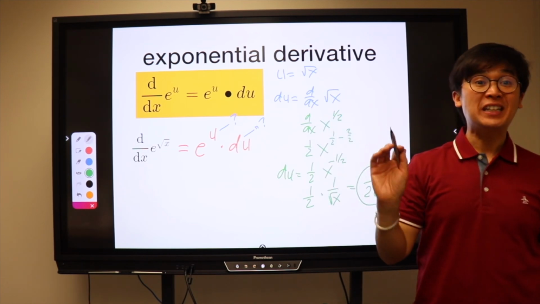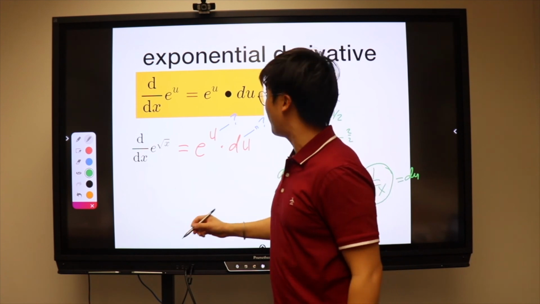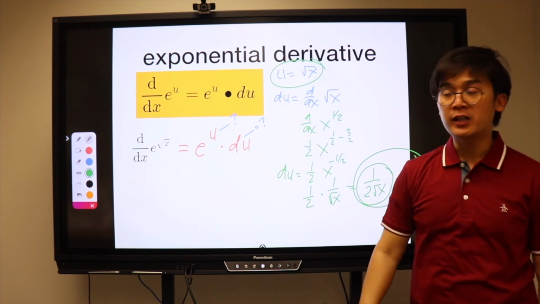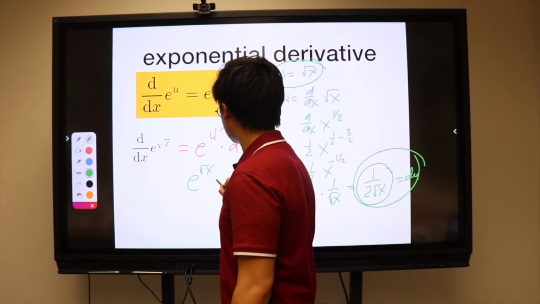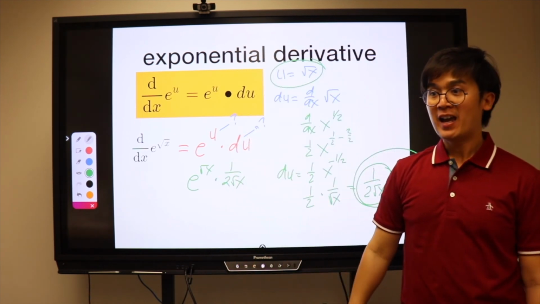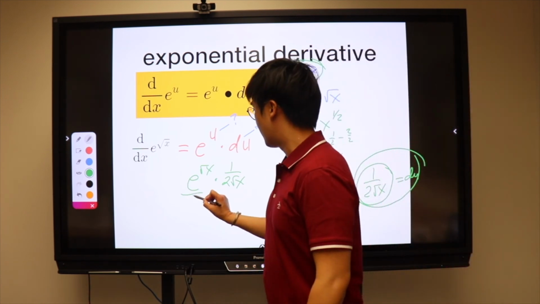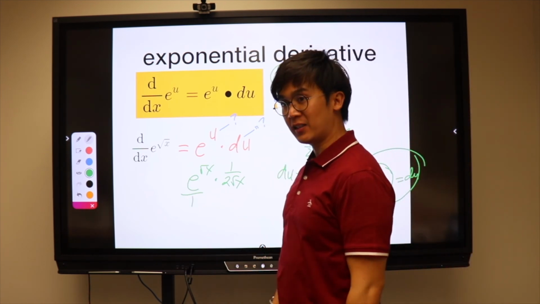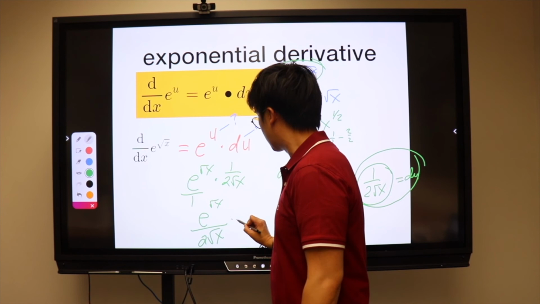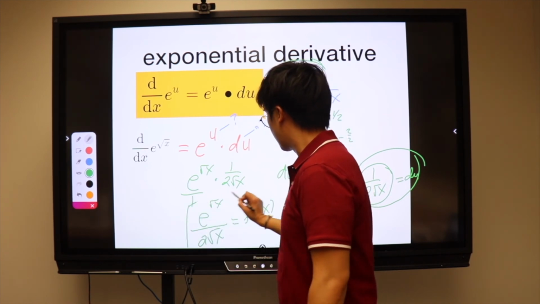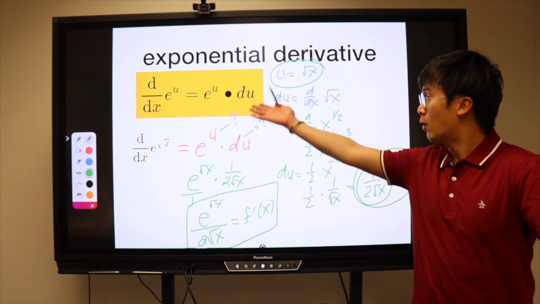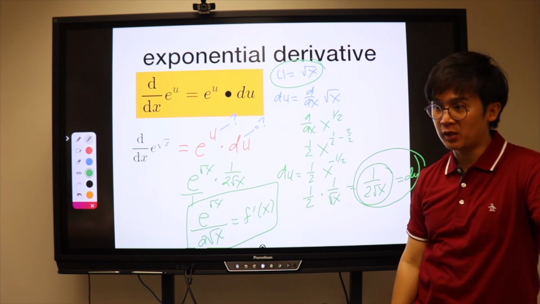So now that you have all the ingredients you need to find the derivative of e to the square root of x, which is your u and your du, just plug it back in and you're done. You'll have e to the square root of x times 1 all over 2 square root of x. Can you still make it prettier? Remember, this is over 1 and this is 1 over this. So if we combine this, you have that.